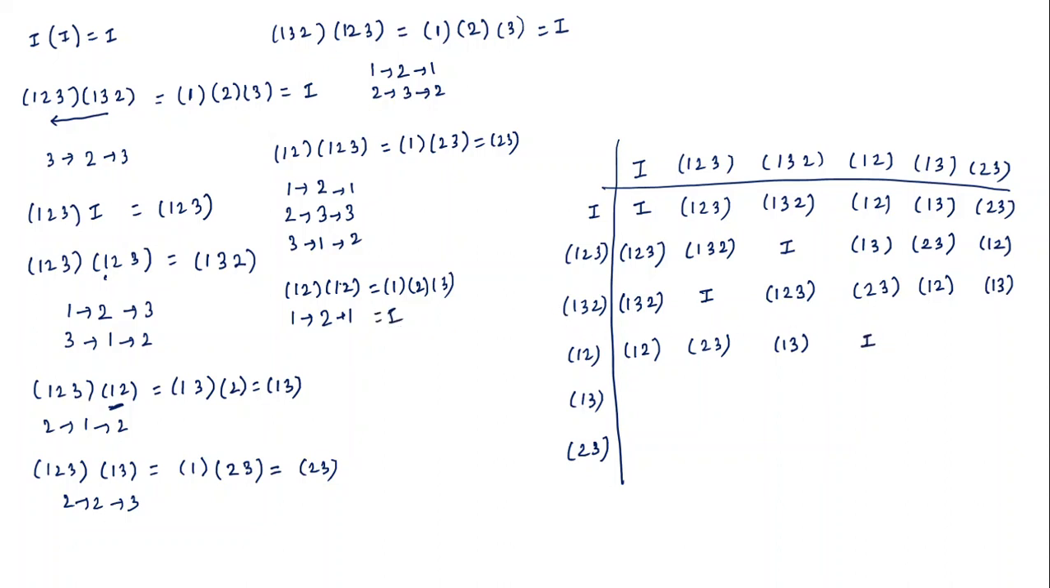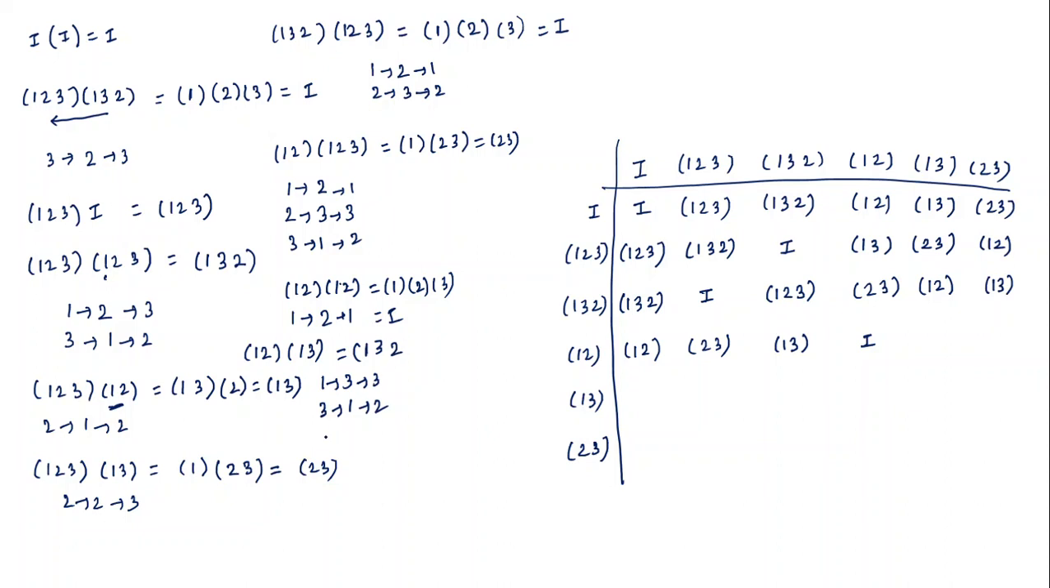So here we are having I. Now let us see what is (1 2)(1 3). (1 2)(1 3): 1 is mapped to 3 and 3 is mapped to itself. Now let us find the image of 3. 3 is mapped to 1 and here 1 is mapped to 2. So 3 will be mapped to 2.